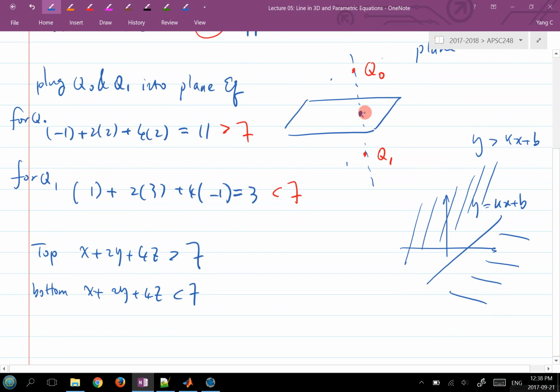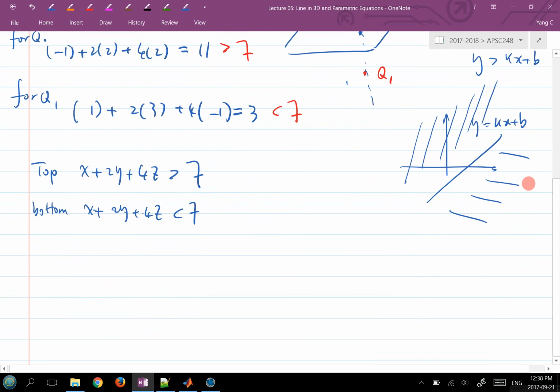Where will be the coordinates for the intersection point between this line and the plane? So that's the second part of the question here. So, what will be the intersection point's coordinate? How do we find the intersection coordinates?